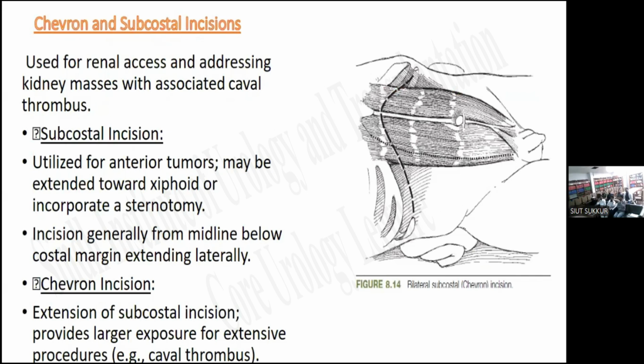Chevron or subcostal incision is most commonly seen in tumor surgeries. This is basically utilized for anterior tumors. When we see tumors extending up to the chest or including the blood vessels, it can be modified with a midline sternotomy, also called the Mercedes-Benz incision. It could be a hemichevron or a chevron incision. The subcostal incision starts from the tip of the 11th rib and extends to the midline below the xiphoid process. It can be modified for chest access with midline sternotomy. It provides very good exposure for extensive procedures, for example, vena cava thrombus.